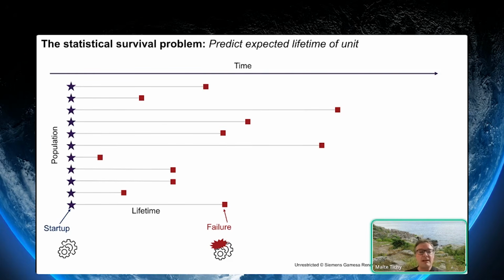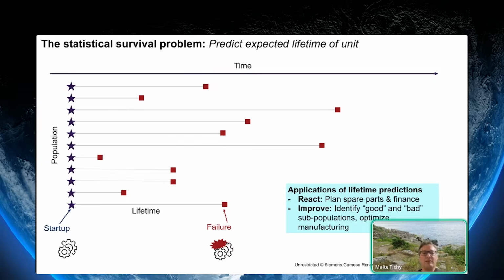And we want to predict how long they live because, on the one hand, if we have that data, probably we are also responsible for having all these units up and running. So we have to plan the spare parts and we have also to plan how to pay for these spare parts. So we have to react. But we can also try to improve things, so we can identify the good and bad subpopulations. We can optimize the manufacturing of these units to increase the lifetime.